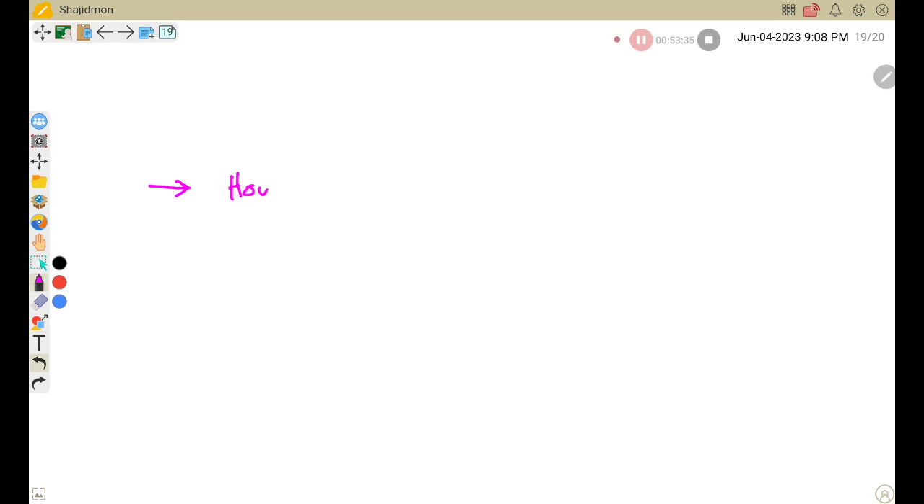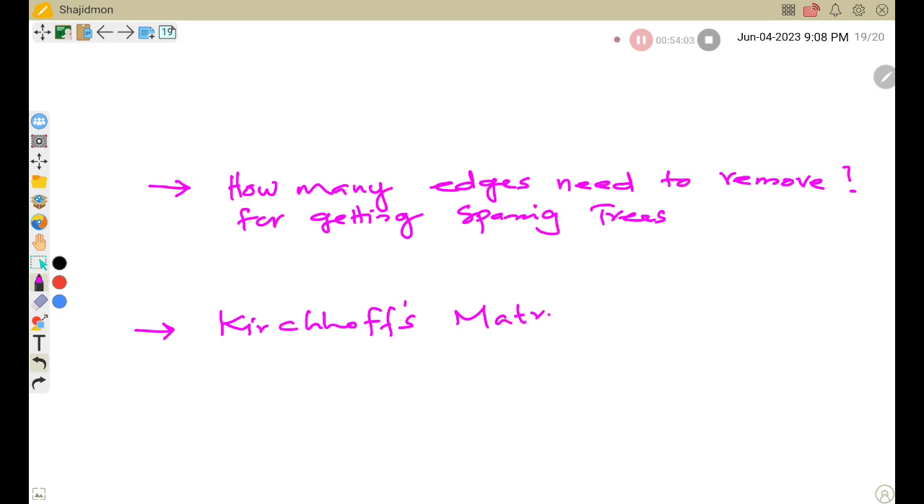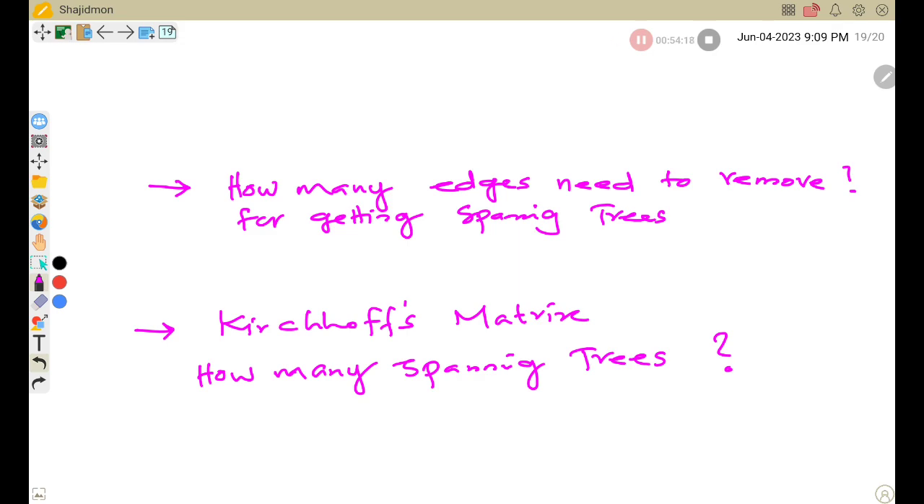How many edges need to be removed for getting a spanning tree. And the second idea we studied: using Kirchhoff's matrix, how to calculate how many spanning trees we can form. Hope you understood the ideas from this section.